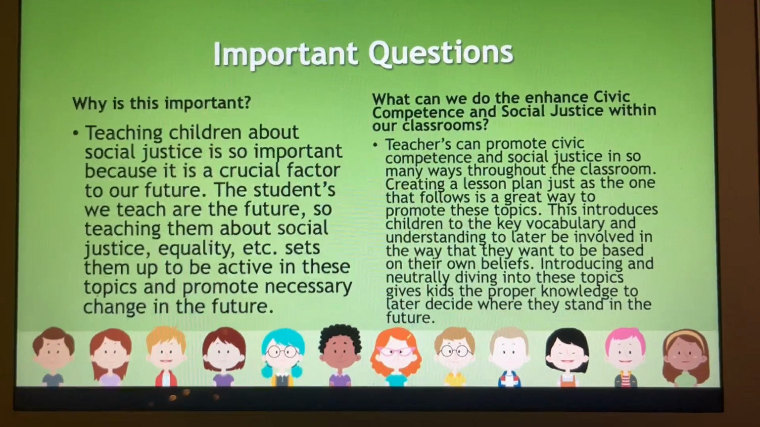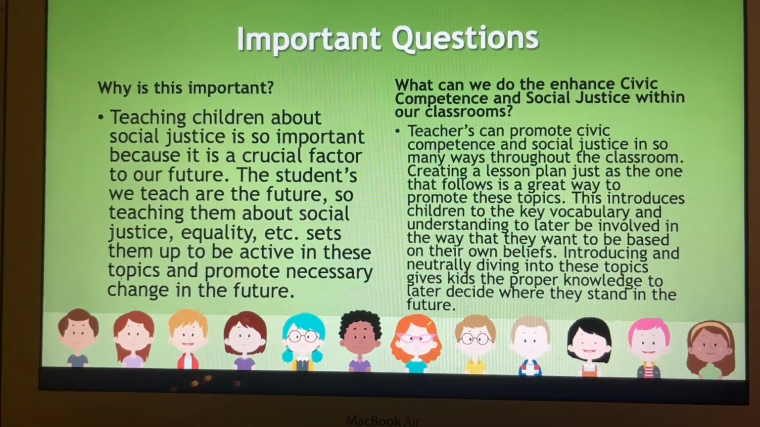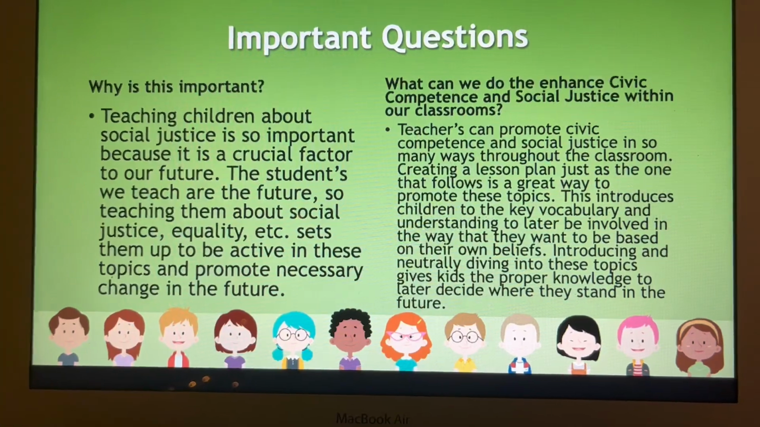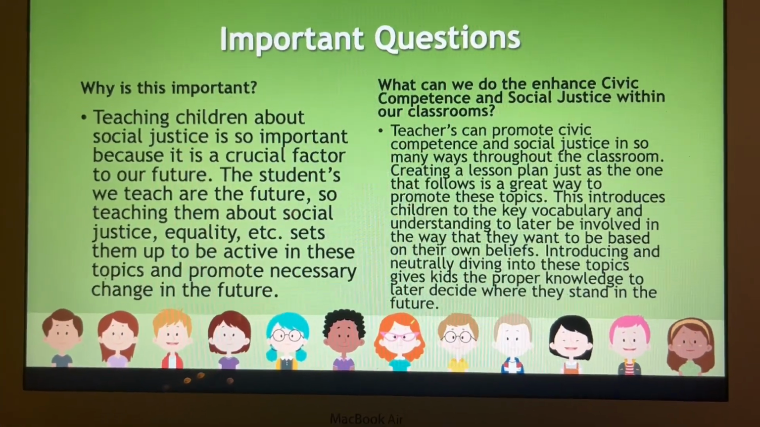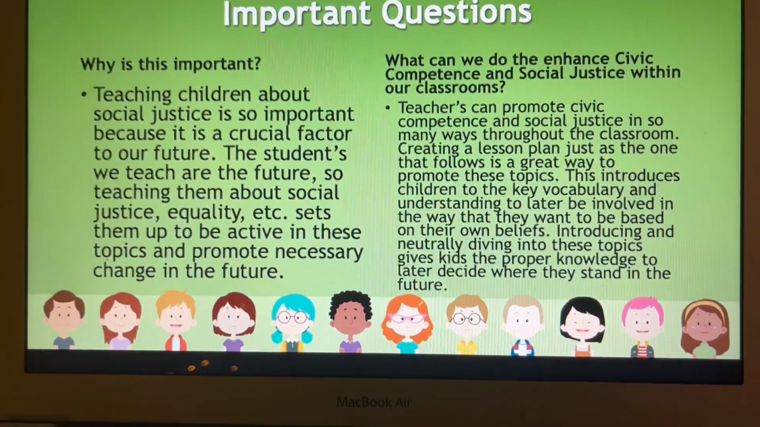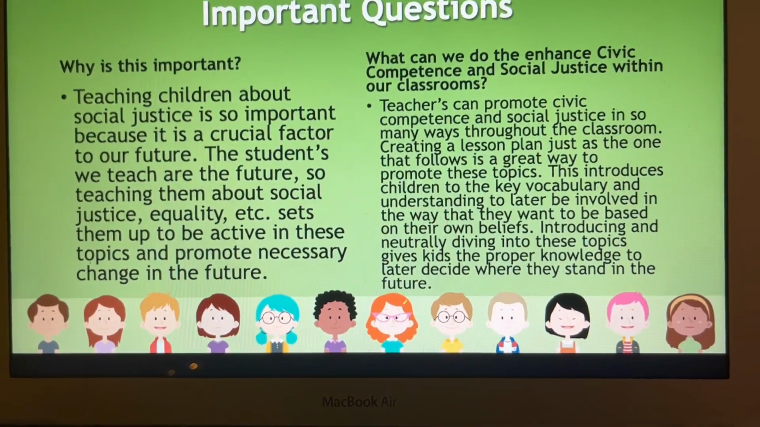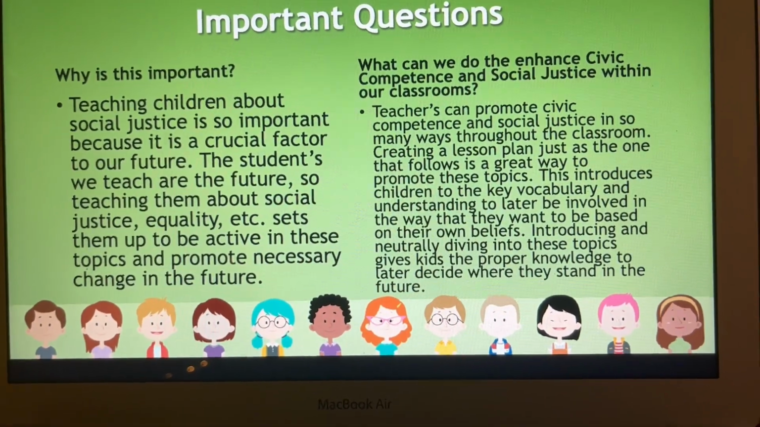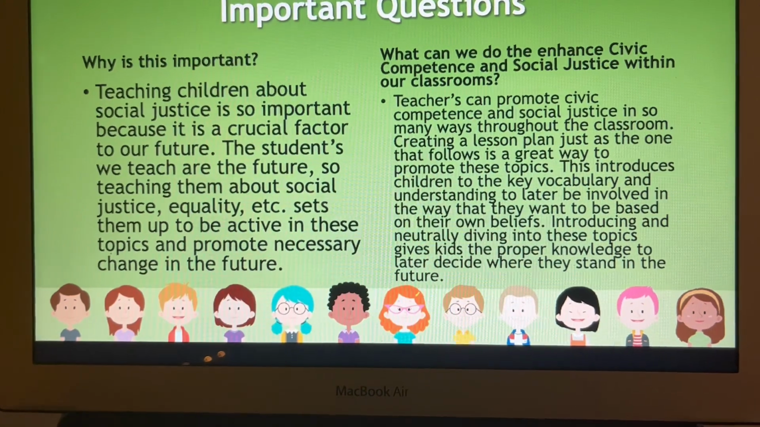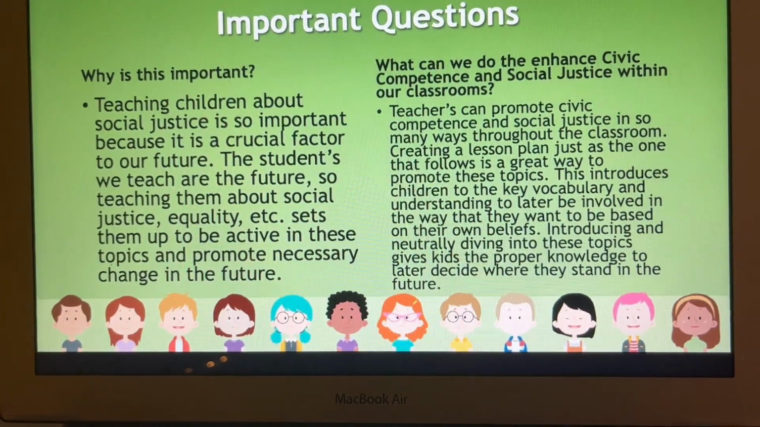And then, what can we as teachers do to enhance these topics and promote them throughout the classroom? I basically said this can be done in a lot of ways, but one big way is through lesson plans, just as we're doing. You can do a lesson plan that introduces them to key vocabulary, just as I am, to set them up to understand and be able to dive into these topics later on once they have their own beliefs set. It's introducing and neutrally diving into these topics to give the kids proper knowledge to later decide where they stand in the future.